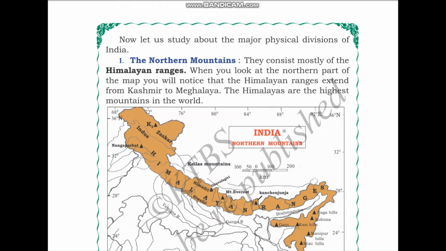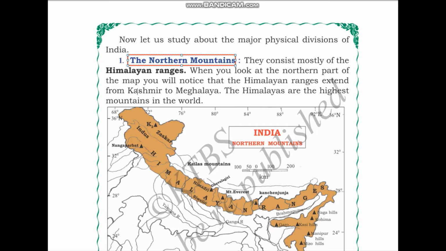Now, let us study about the major physical divisions of India. We will start with the northern mountains. They consist mostly of the Himalayan range. So, we already looked in the Google map that the northern part of India consists of the Himalayan range, and these are called the northern mountains.